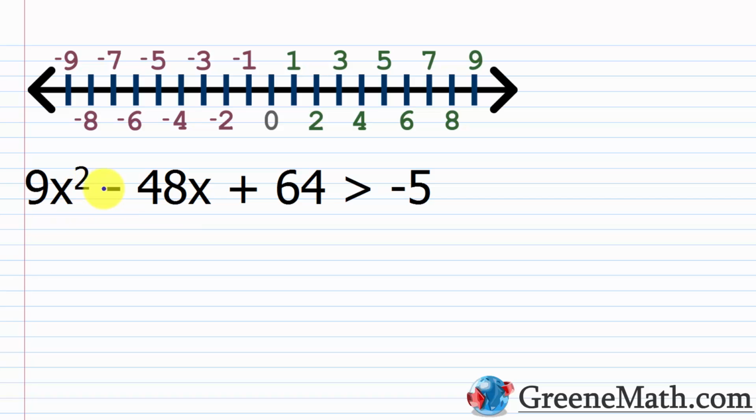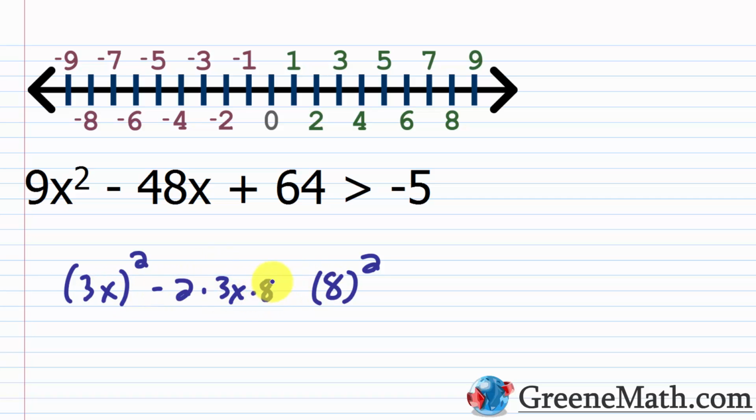So we have 9x squared minus 48x plus 64 is greater than -5. So again, if you look at the left side and you have an inkling that this is going to be a perfect square trinomial, you check the ends, right? So 9x squared comes from 3x being squared, and 64 comes from 8 being squared. So is the middle minus 2 times the 3x times the 8?